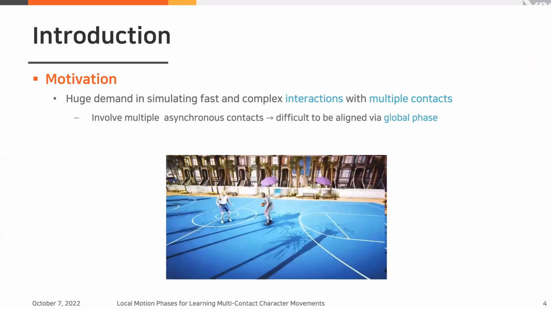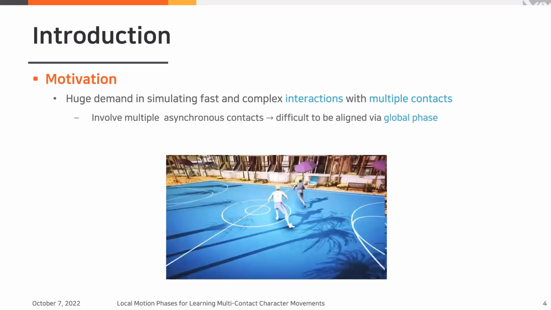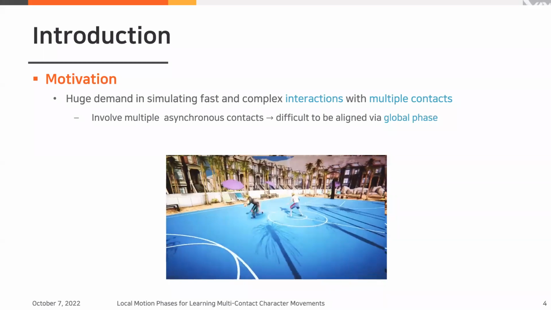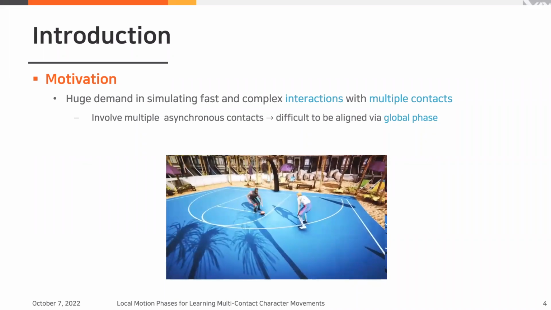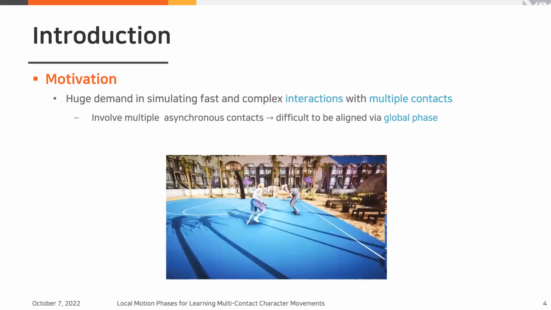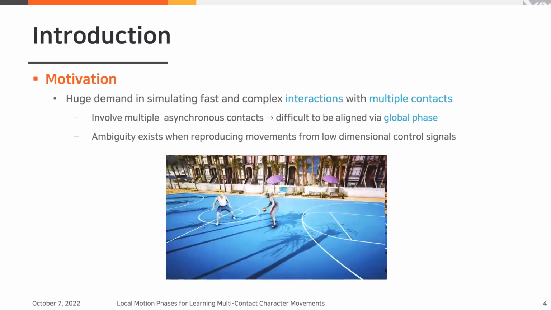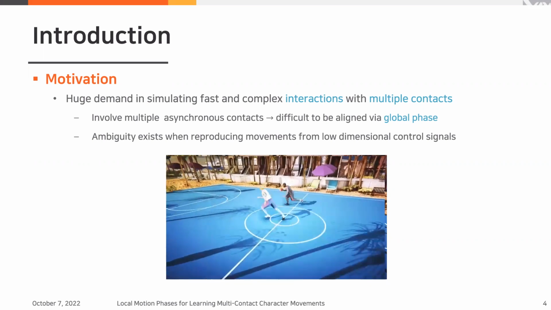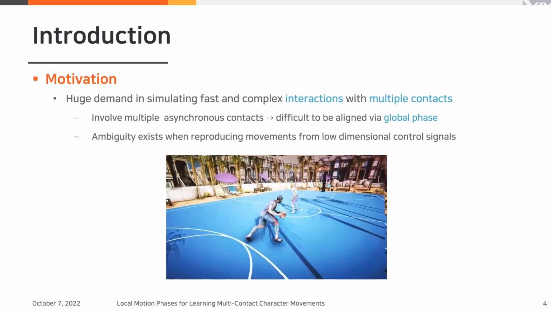First, to make the character controller learn something from unstructured motion capture data, previous work has aligned the motions by a global temporal parameter such as the phase. However, motion that involves multiple contacts in asynchronous patterns are very difficult to be aligned with a single global phase. And also, secondly, when the character is controlled by the control signals given by the user, reproducing various movements from the user signal is quite hard since the signal has low dimension while the full body motion is composed of high dimension.